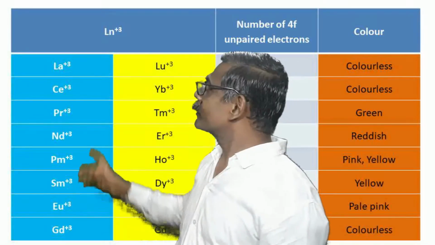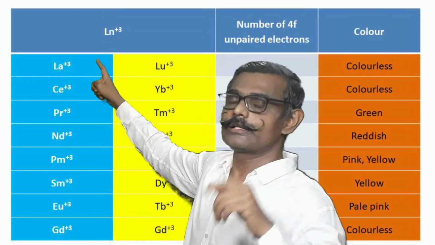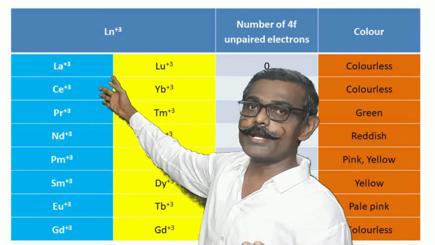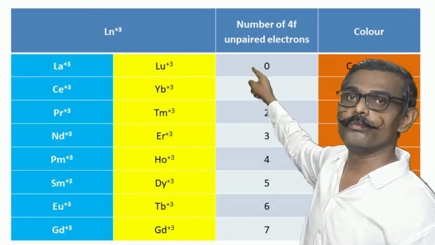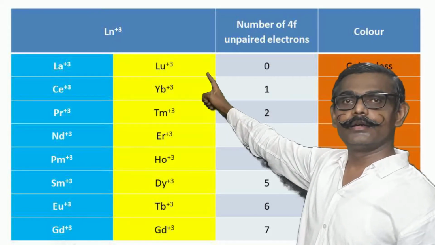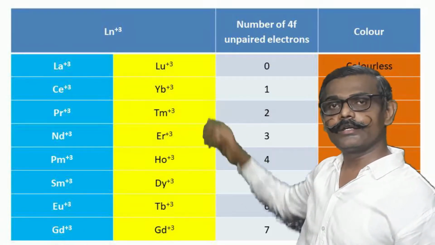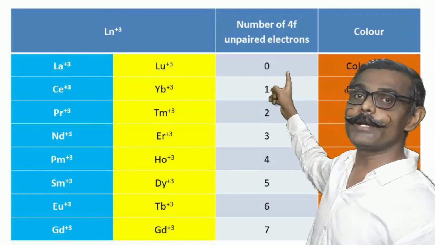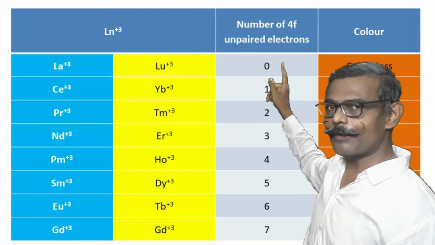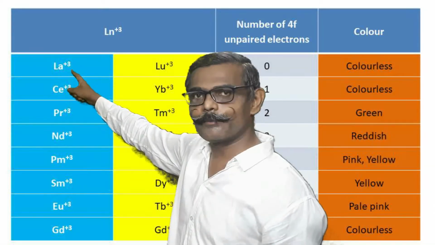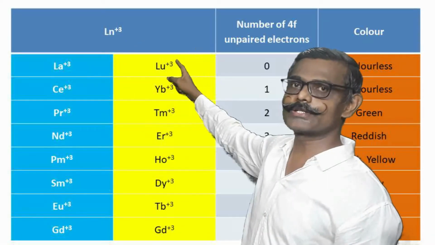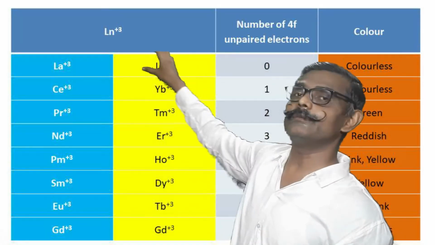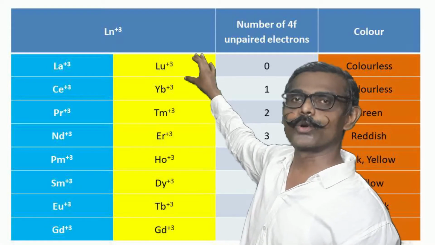Why for lanthanum plus 3? Lanthanum plus 3 has f0 electronic configuration, meaning how many unpaired electrons? 0. And lutetium plus 3 has f14 electronic configuration, meaning how many unpaired electrons? 0. The number of unpaired electrons shown by lanthanum plus 3 and lutetium plus 3 is the same. Therefore, I represented both in one row.